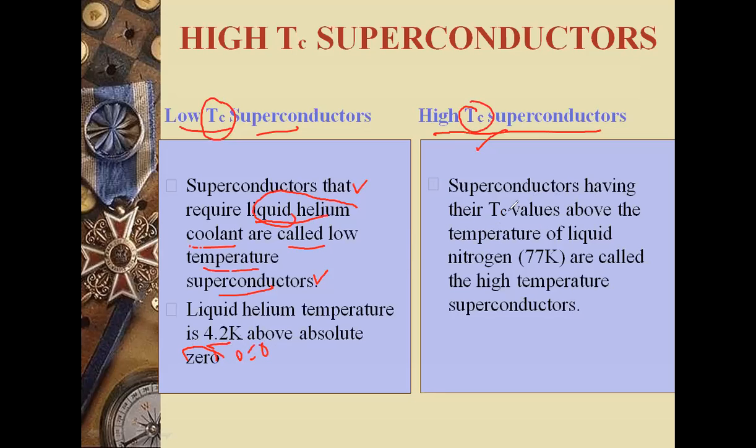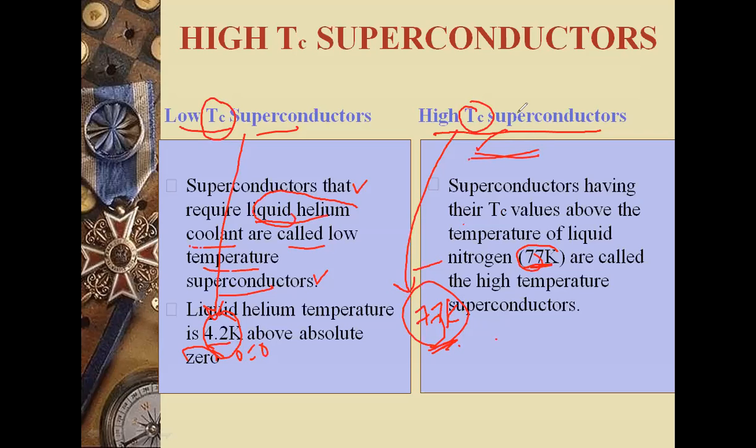And superconductors having a higher TC value, above the liquid helium temperature, like 77 K, which is the liquid nitrogen temperature. Liquid helium temperature is 4.2. So a low TC superconductor has a transition temperature of about 4.2, and a high TC superconductor has a transition temperature of about 77. At this temperature, they behave like high TC superconductors.